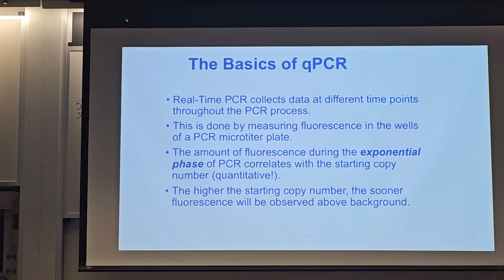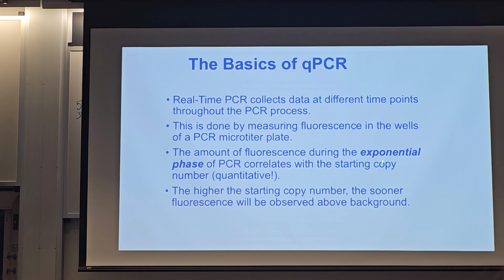All right. So the basics of qPCR: the real-time PCR process collects data at time points throughout the PCR process. So we're not just looking at the end. We're looking at the amount of product constantly during the run. It's done by measuring the fluorescence in the wells of a PCR microtiter plate. The way this works is that there's a reagent in the reaction that gives us fluorescence only when we have product. The amount of fluorescence is going to be proportional to the amount of product. So we're going to use fluorescence as our indicator of how much product we have, how many molecules we have.